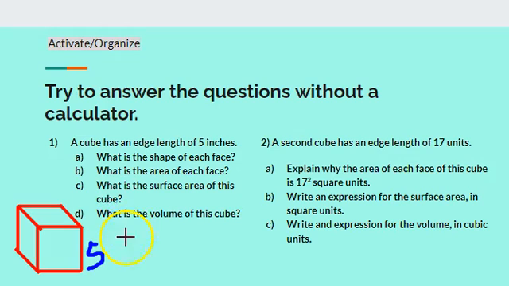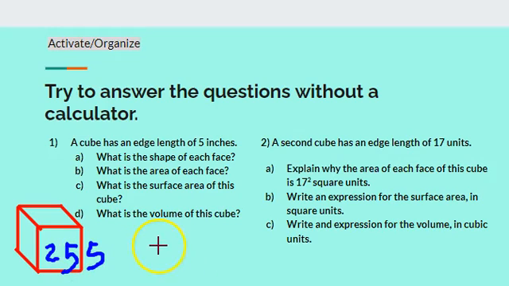What's the shape of each face? Well, if it's a cube, it has to be a square, right? What's the area of each face? Well, if I know one edge length is 5 inches, do I know the other edge lengths? Yeah, it's a cube, so they're all squares, so that means every side on this one is going to be 5 inches. So what's the area of one side? Well, it should be 5 times 5, right? And it would give us 25.